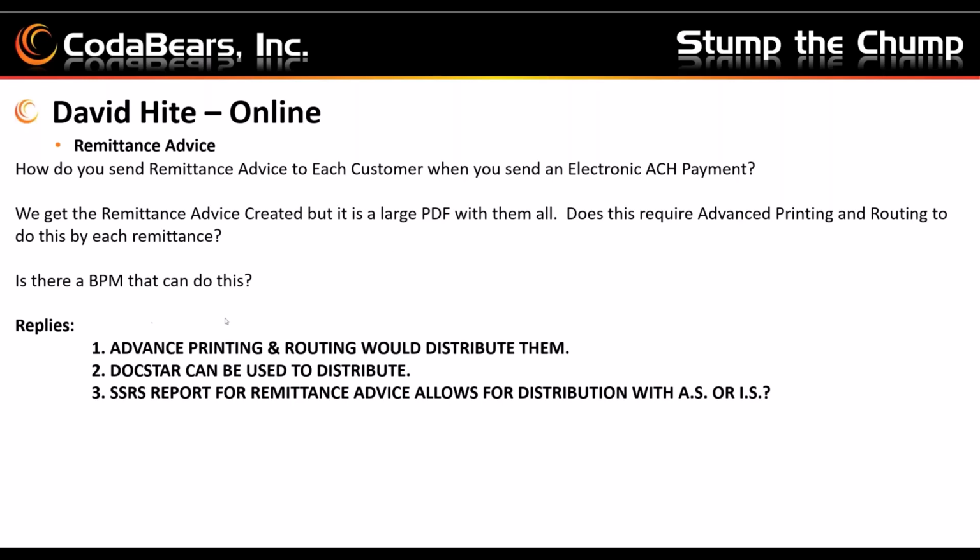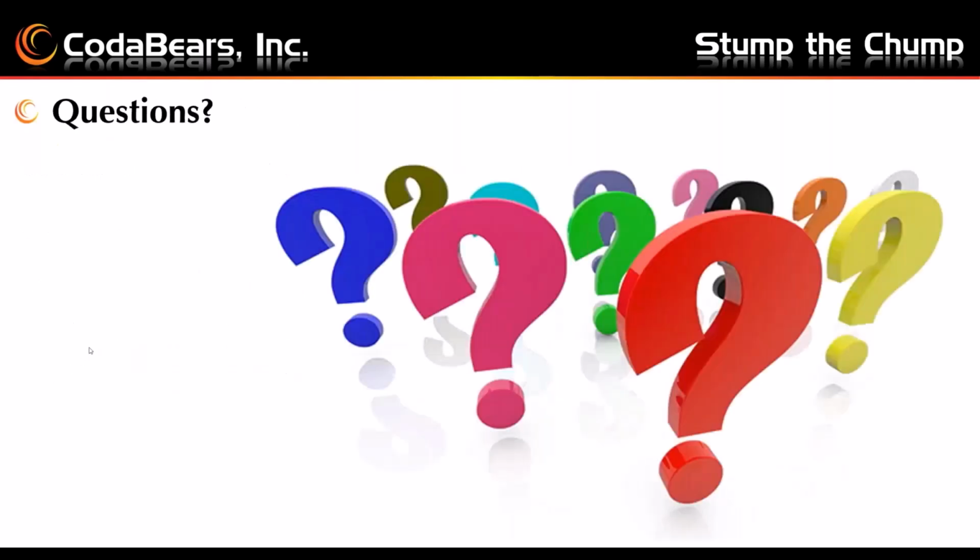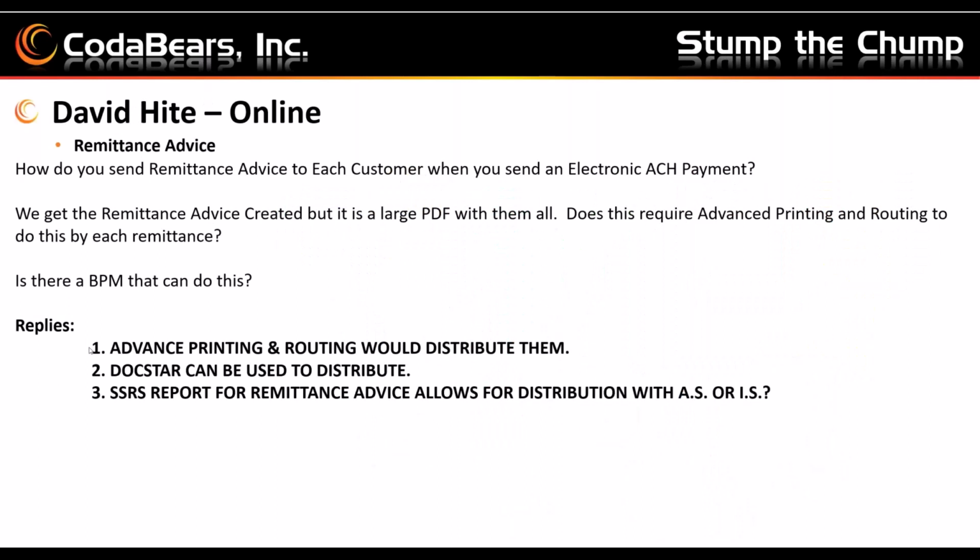Kind of. So there's a couple ways to do this, David. If you use advanced printing and routing, you can distribute them where if the customer or vendor changes, these remittances go off to this one. These remittances go off to the next vendor. DocStar, I believe, also offers the ability to distribute these, doesn't it? Is there a DocStar user that's used the workflows for storing documents on the call?